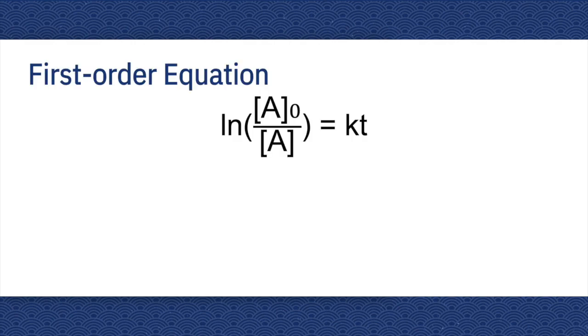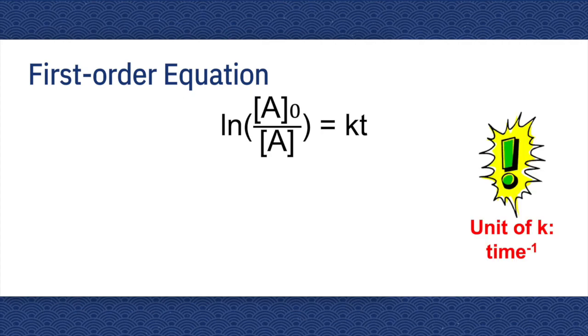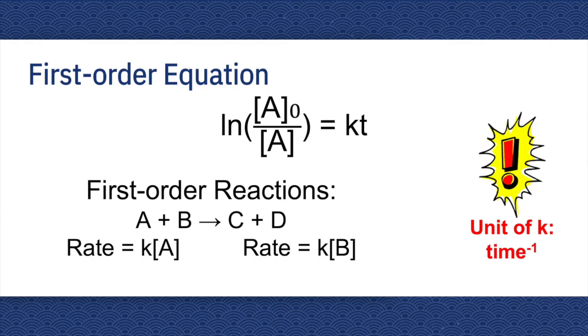Secondly, we have the first order equation ln A0 over A is equal to kt, wherein k and t are the rate constant and time respectively. The value of k here has the unit time raised to negative 1. First order reactions have the structure rate is equal to k[A] or rate is equal to k[B].